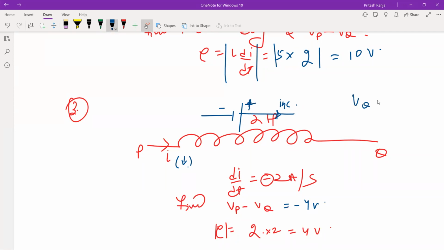That means Vq is greater than Vp. That means Vq minus Vp will be positive. So Vp minus Vq will be negative. So that's why we got minus 4 volt here. Understood how to find out the potential difference. EMF, if it is asked, will generally be positive, but the potential difference can be positive or negative, depending on what direction is taken.